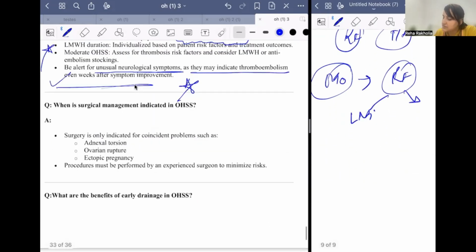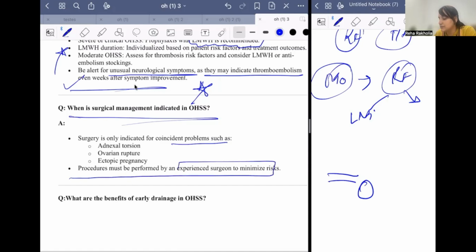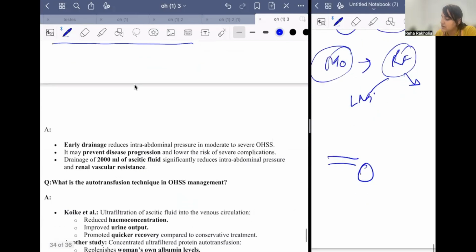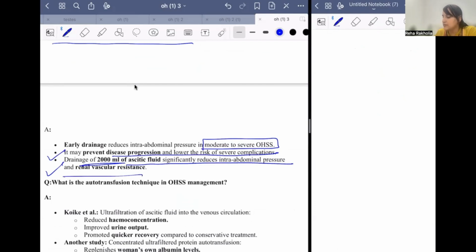When is surgical management indicated in OHSS? Surgery is only indicated in adnexal torsion, ovarian torsion, and ectopic pregnancy. The procedure must be performed by an experienced surgeon to minimize risk. What are the benefits of early drainage in OHSS? Early drainage reduces the intra-abdominal pressure in moderate or severe OHSS. It may prevent disease progression and lower the risk of severe complications. Drainage of 2000 ml of ascitic fluid significantly reduces the intra-abdominal pressure and renal vascular resistance.